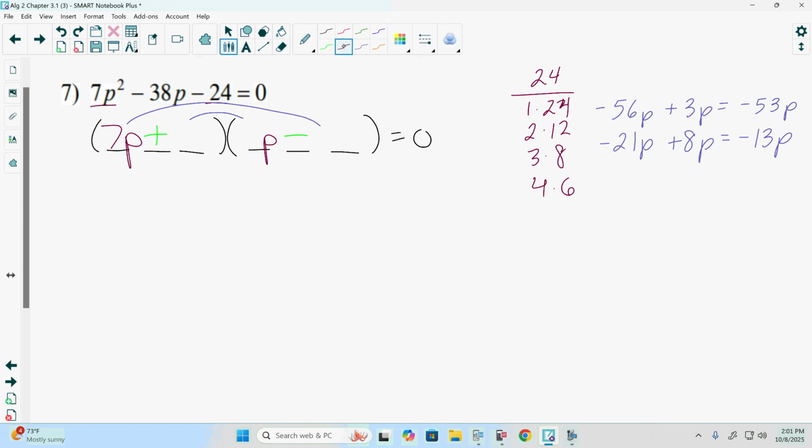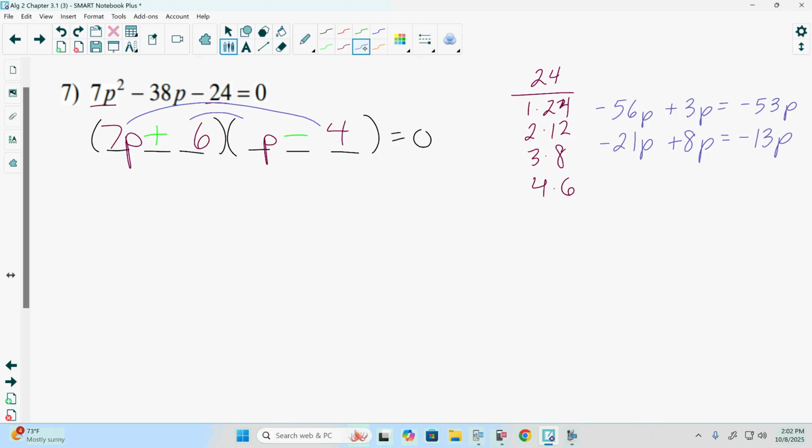So we'll need to switch and pick a different factor of 24. What other factor of 24 do we want to try next? 4 and 6. Which number do we want to put next to 7? Doesn't really matter. We can go on and check it.